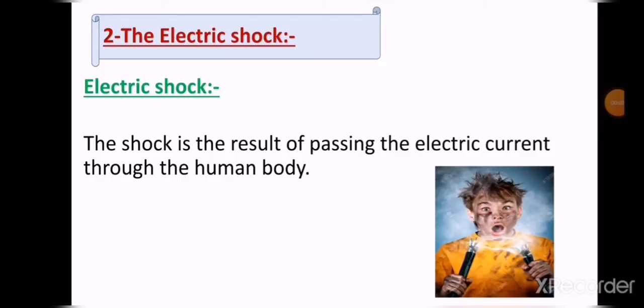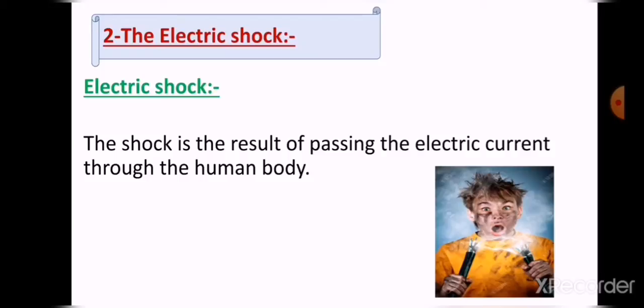Let's start to complete our lesson today, which is called Dangers of Electricity and How to Deal with It. In the last video, we talked about the dangers of electricity. We have three types of dangers of electricity: electric fire, electric shock, and electric burns. The last video we finished the electric fires and the reasons that cause electric fires.